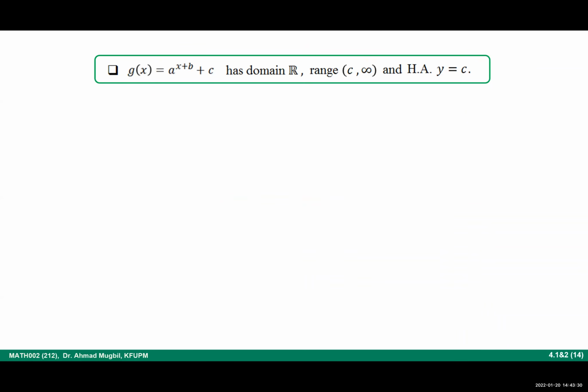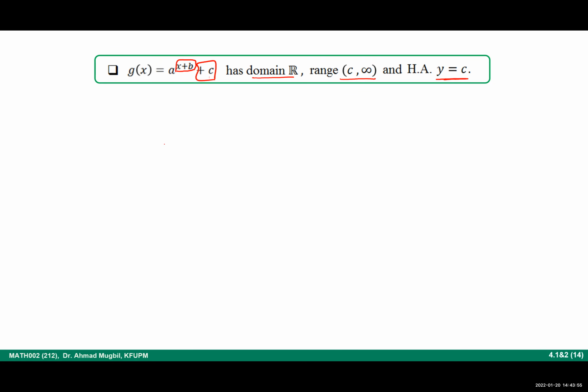To summarize this, we will summarize here the horizontal shift and the vertical shift together. Look, when you have a to the power x, when you have horizontal shift here, and this is vertical shift, what will happen? The domain is still all the real numbers. The range will be what? C to infinity. What is C? The vertical shift. And the horizontal asymptote, y equal C, the vertical shift.